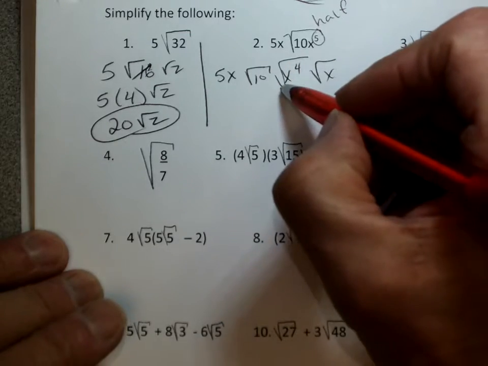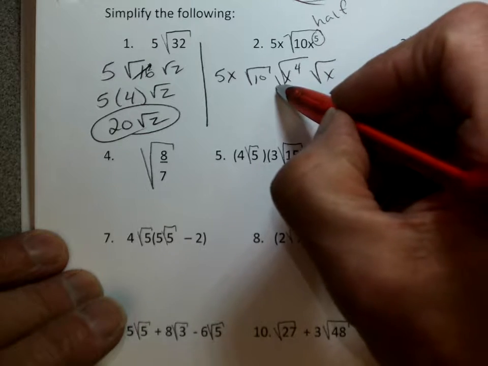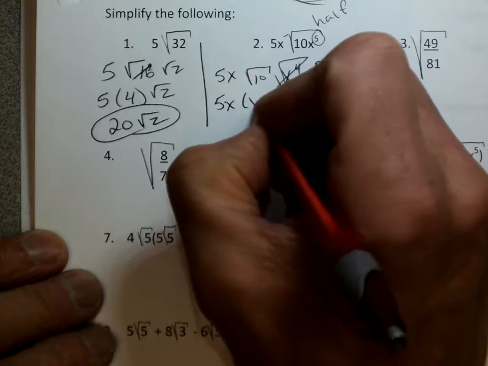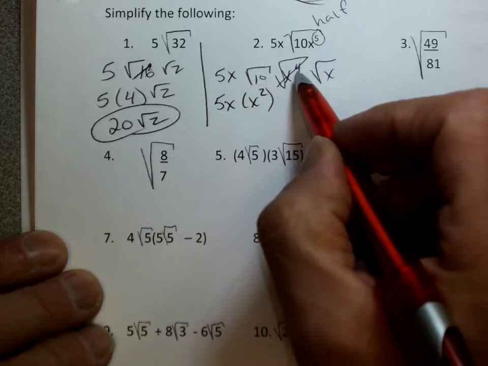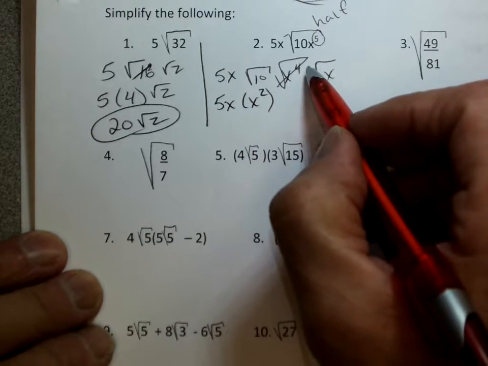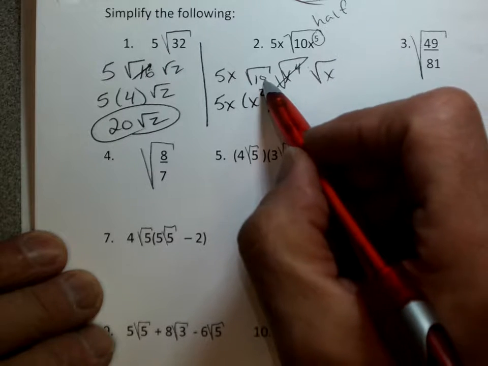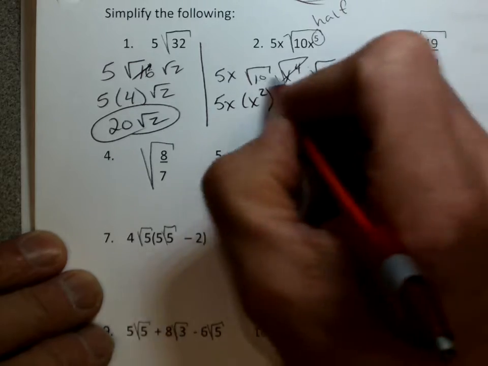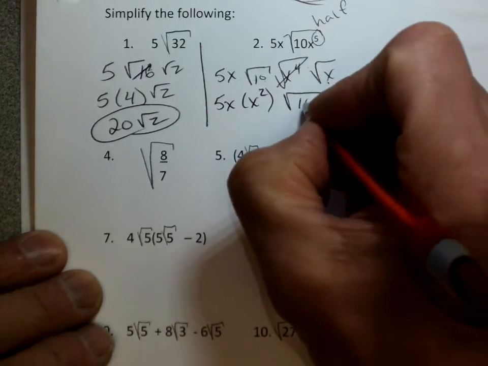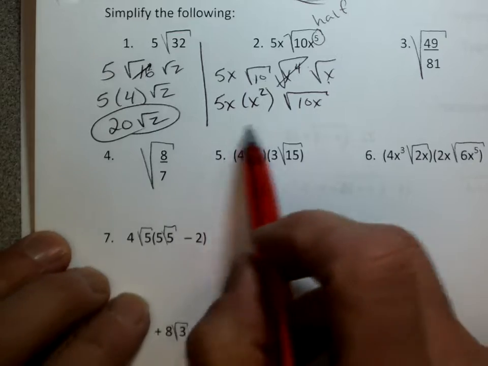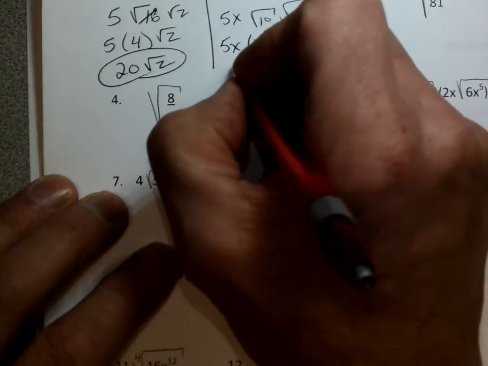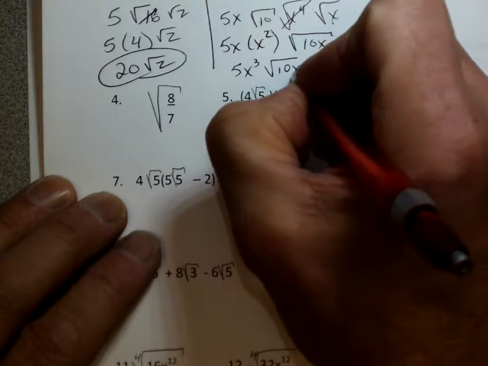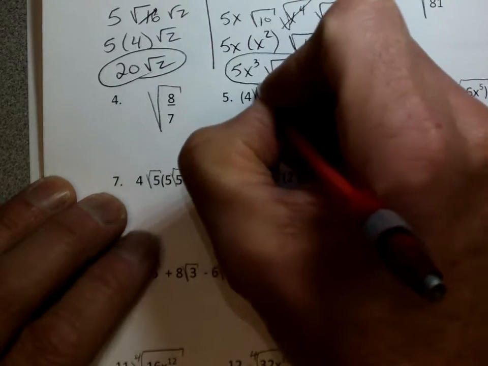So then I can take the square root of x to the 4th. I can take half of that exponent and make it an x squared. The square root of 10 is not reducible, and the x is not reducible, so let's put those back together. We'll put them back inside the square root together, 10x. And then finally I'll finish it up by tidying it up and make it a 5x cubed square roots of 10x. Okay, that's my answer.